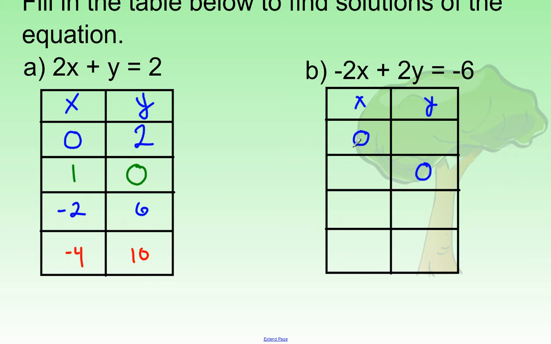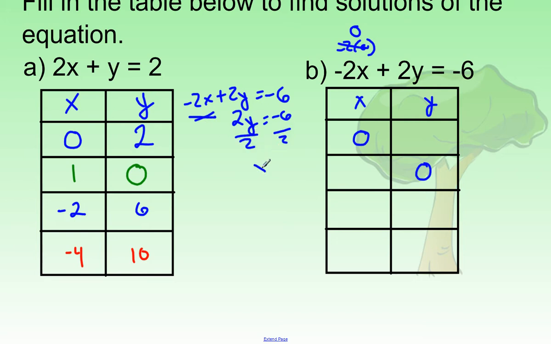I'm going to say, what happens if the x value is 0? So if this x value is 0, remember, it's kind of like this piece doesn't even exist, because negative 2 times 0 is just 0, and 0 plus 2y is just 2y. So if I'm plugging in 0 here, I don't even need that piece. But I'll write it for a second. So if I plug in 0 here, this piece cancels out. 2y equals negative 6. It cancels out because it's just equal to 0. Divide by 2, y equals negative 3.